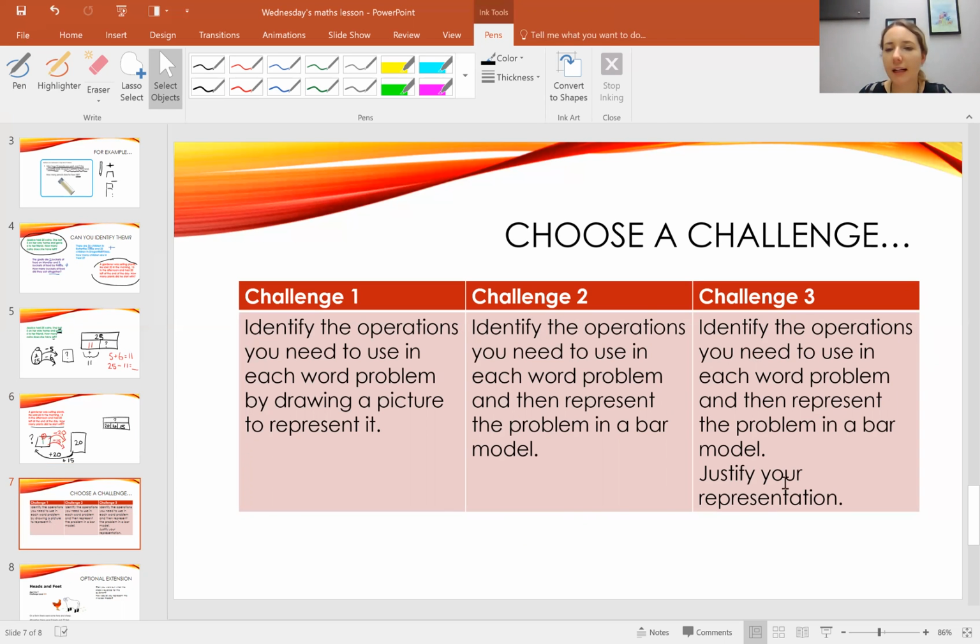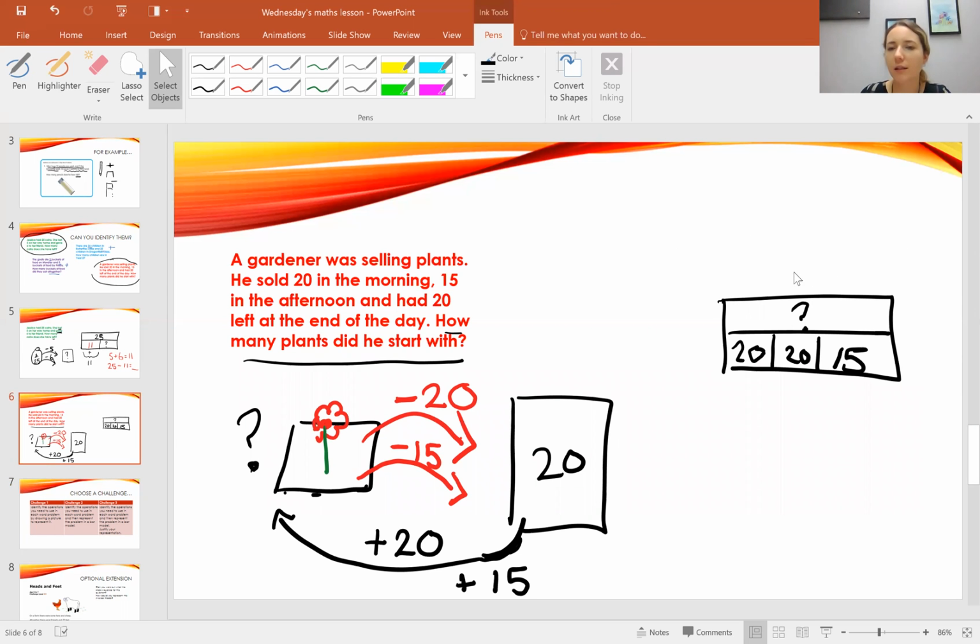And challenge 3 is to do all of that, but justify your representation. How do you know that that is correct? If I changed it and put the 15 up here, and the question mark here, why would that be wrong? So you have to really think about it and justify, really explain why your representation is accurate. Why is that correct? Okay.